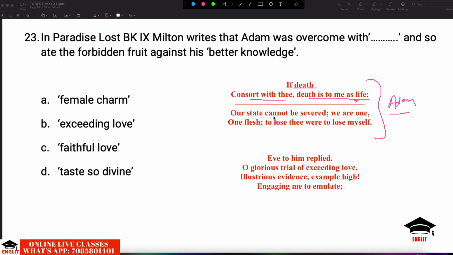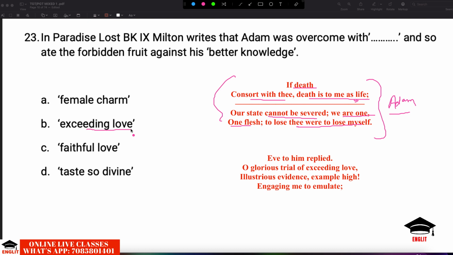He further says, I have omitted some lines, our state cannot be severed. So he feels that Adam and Eve are not two different entities, they are one entity with two identities. He says we are one flesh, one body, one substance. To lose thee were to lose myself. He feels that if he loses Eve, he would lose his own existence. There won't be any meaning of his existence without Eve. This suggests his love, his exceeding love.